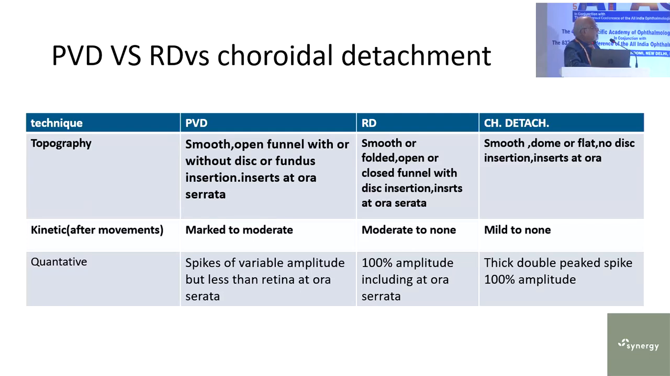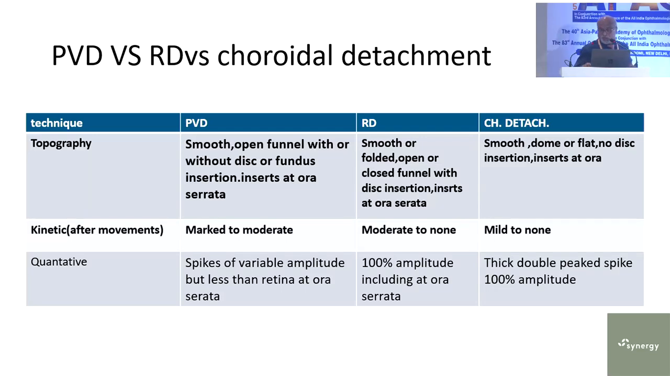But in a PVD, it will always be less than 100%, meaning once you reduce the gain, you will find that this particular echo will go away. And the retinal detachment has a very important feature: it has a double peaked spike with a 100% amplitude.